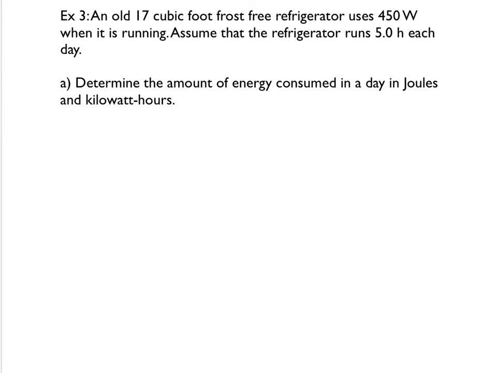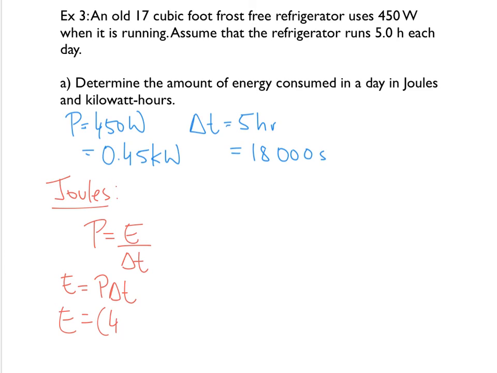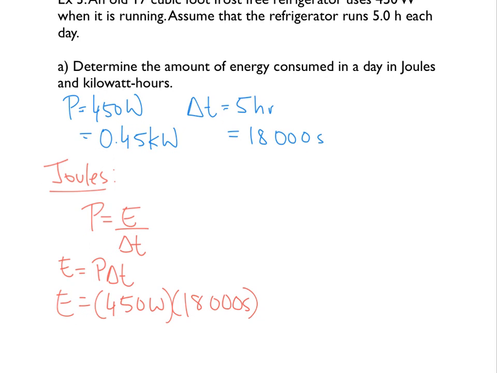So let's write down our givens. Okay, so I've converted these so we have both options. So we have watts and kilowatts and hours and seconds. Now we're going to look at joules. So we're going to calculate the energy. So we know power is equal to energy over time. So energy is going to be equal to power times time. And plug in your values. You know to use watts for this, so 450 watts, and seconds. And that gives you 8.1 times 10 to the 6th joules.